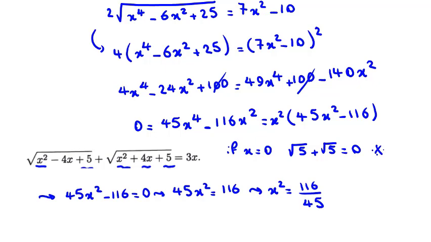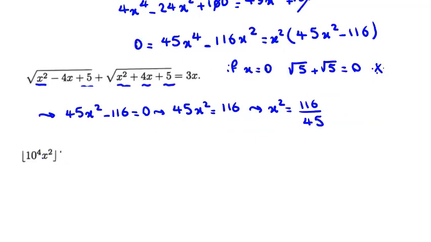Now let's see what the problem wants. The problem says find the integer part of this. So we found this, so it will be 116 times 10 to the power of 4, 1, 2, 3, 4, over 45. We should divide. We can do it in 2 steps, or you can also divide by 45. At first, I divide by 45, which is 5 times 9 because it is a multiple of 5.